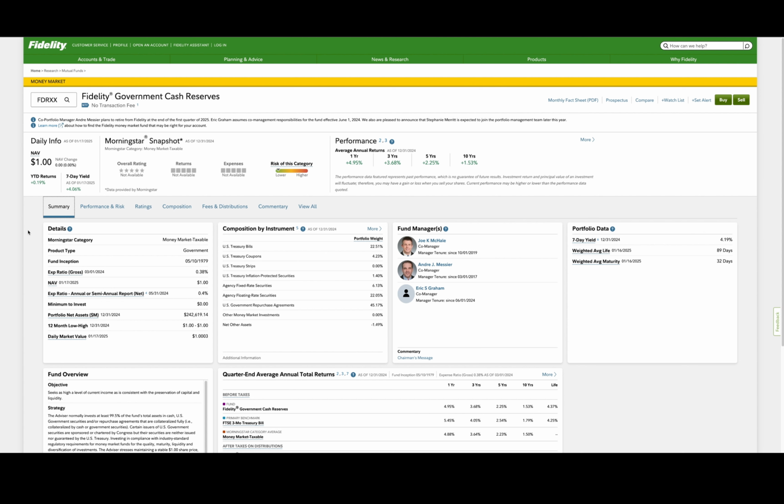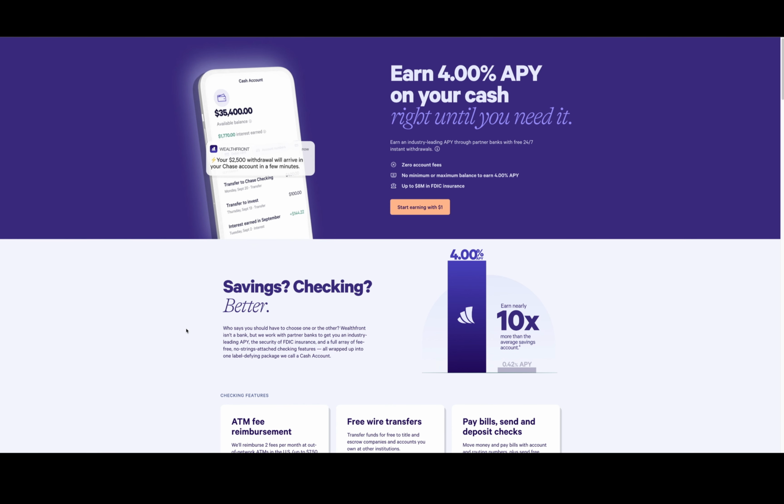Now we're going to go look at two major banks that are fintechs, not in-person banks, and we're going to go look at that right now. So the first fintech bank I want to look at here is Wealthfront. They have the largest amount of FDIC insurance, up to $8 million spread through different banks, and they're offering a good interest rate. It's a little bit lower obviously than a money market account.